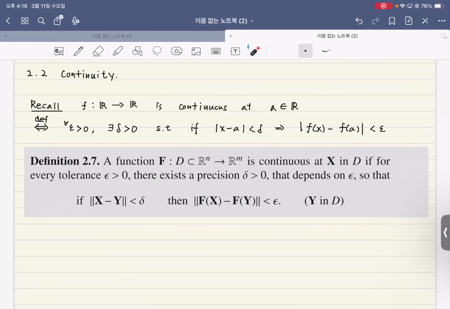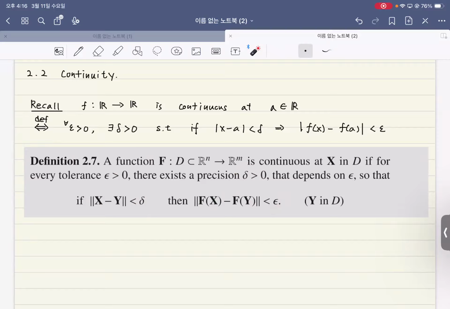I have a function from Rn to Rm, and we say the function is continuous at this point if for every epsilon, I must be able to find a delta such that if x and y are this close, then the difference between f of x and f of y must be less than epsilon. So this is our definition of continuous functions.